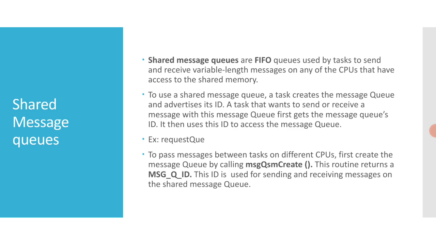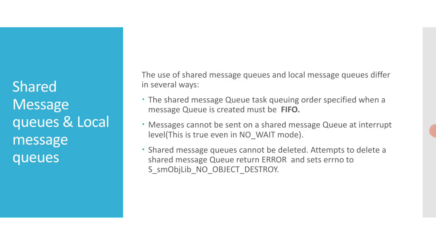So let's see how shared message queues and local message queues differ. They differ in several ways. The shared message queue task queuing order specified when a message queue is created must be FIFO. We will discuss this after getting into the two more points available. Messages cannot be sent on a shared message queue at interrupt level. This is true even in no-wait mode. Shared message queues cannot be deleted.